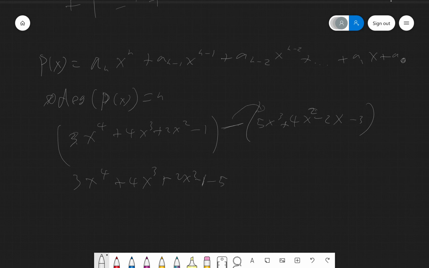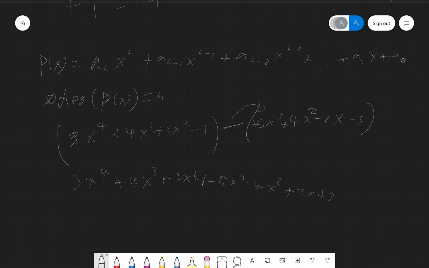So you have minus 5x cubed minus 4x squared plus 2x plus 3. So we're really just flipping the sign of everything on this. So this positive becomes negative, this plus becomes minus, this minus becomes plus, this minus becomes plus, right?